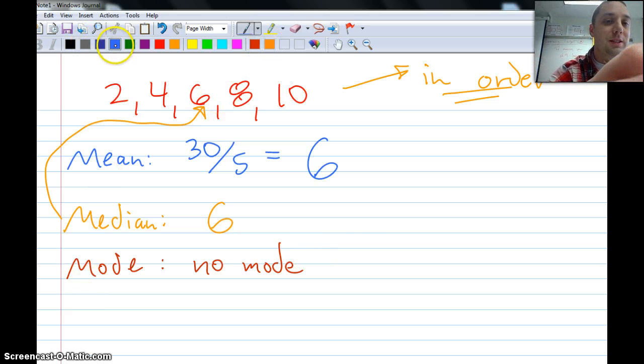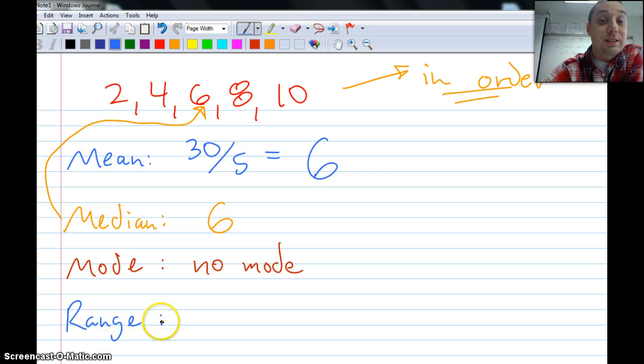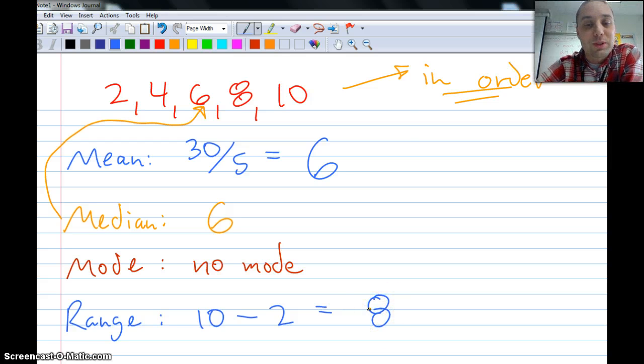And then last but not least is the range. The range is the biggest, which in this case is 10, minus the smallest, which in this case is 2. 10 minus 2 is 8. That means that spans a total of 8 different numbers from 2 up to 10. Alright, so that's just a quick flyover over those 4 things.